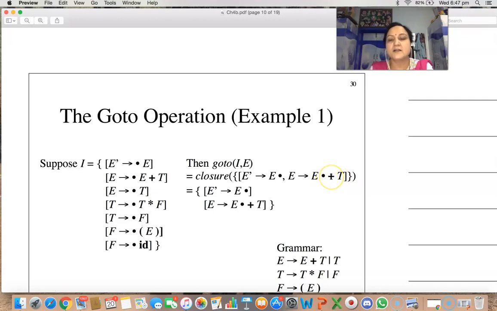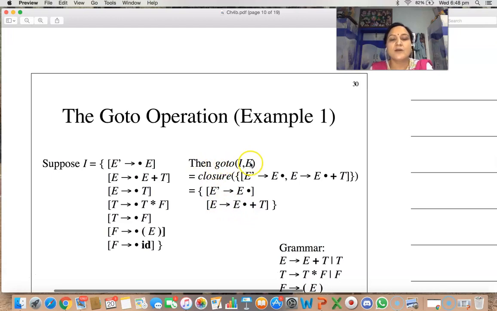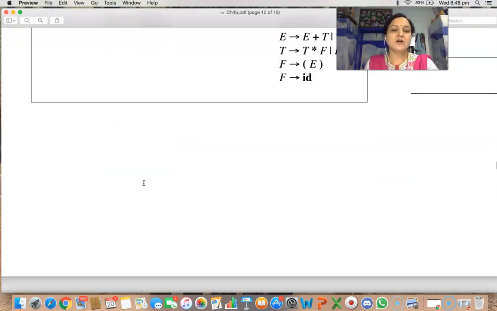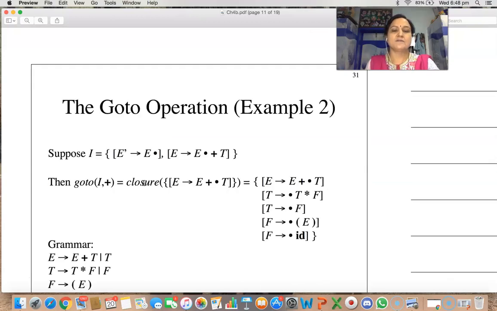Now here plus is a terminal, so we cannot take closure. If this had been a non-terminal, we would have to add its productions as well while computing the closure. So closure of goto(I, E) is nothing but E' tends to E dot and E tends to E dot plus T. This is how we compute goto(I, E). Similarly, we can compute goto(I, T), then goto(I, F), goto(I, opening bracket), goto(I, ID). This is how we compute the goto for all the grammar symbols.